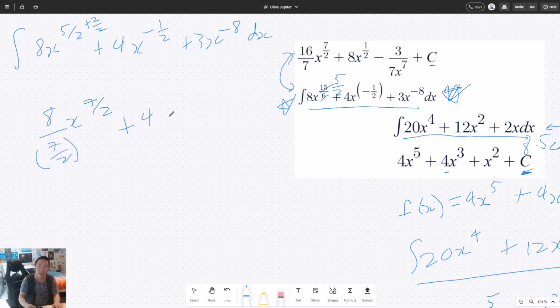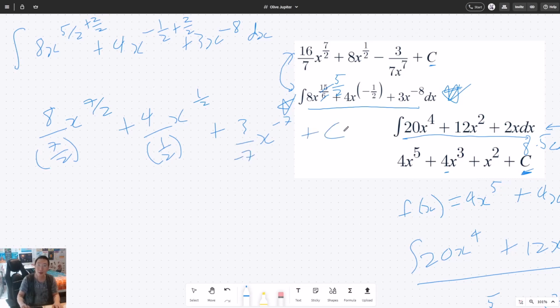So 4 times x, negative 1 plus 2 over 2 would be positive 1 over 2. And we divide that 4 by 1/2. And then we have 3 times x, negative 8 plus 1 is negative 7. And we do negative 7 down here, divide by negative 7.